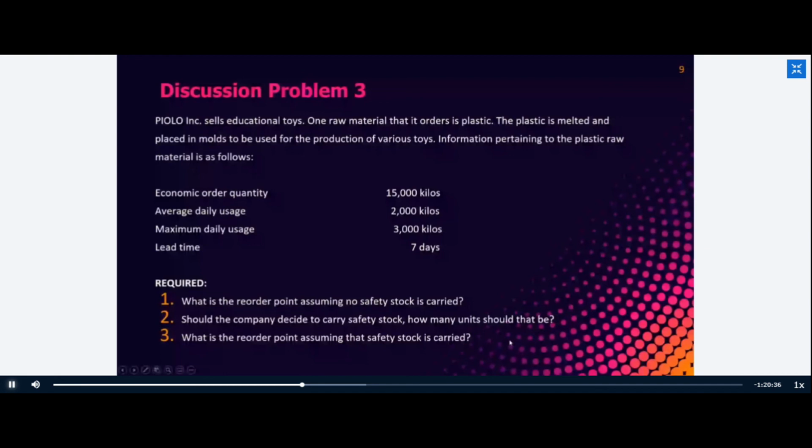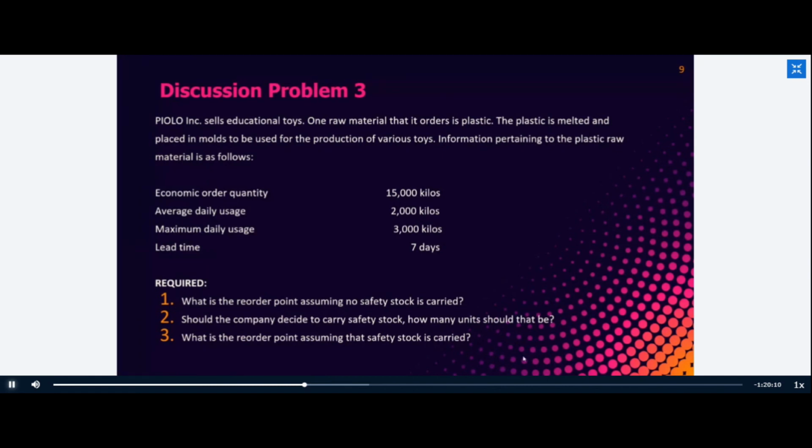Dito, kung napansin mo, binigay na sa atin yung EOQ. Imbes na ibigay yung maximum lead time or yung waiting time, ang binigay sa atin is daily usage of 2,000 and maximum daily usage of 3,000. And of course, lead time here is your normal lead time of 7 days.